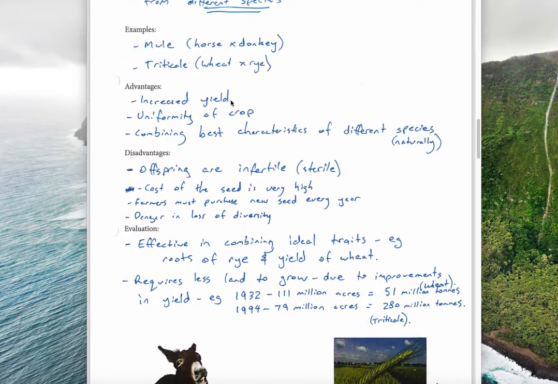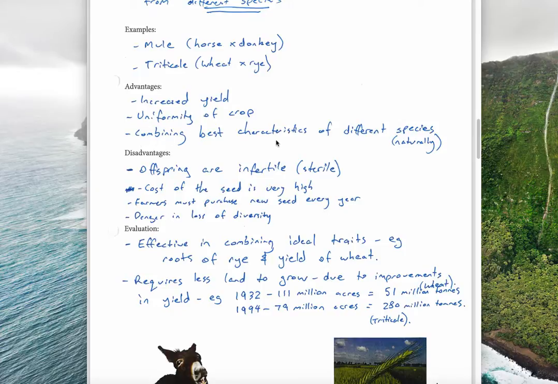Advantages: increased yield. You get a uniformity of the crop, which is what supermarkets want when you're providing produce for supermarkets. They often want, or they almost always want, the stuff that they get to be the same as each other. It looks the same, tastes the same, same size, same shape, because consumers tend to want the same thing.